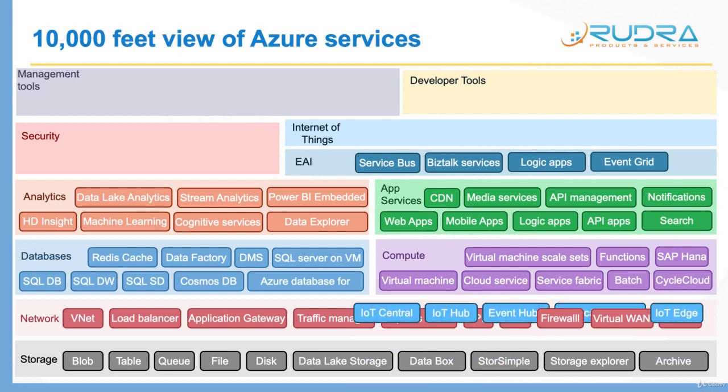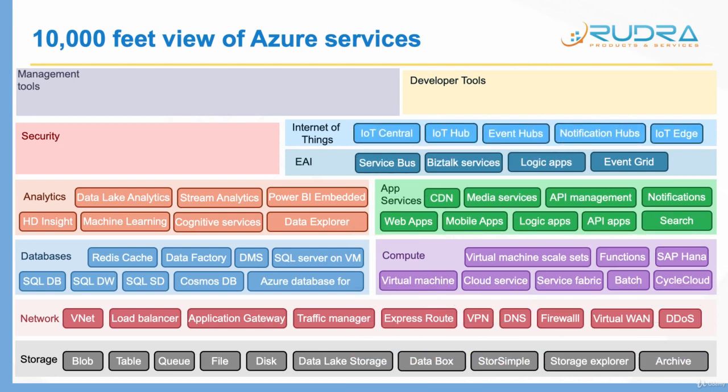And in terms of Internet of Things, you have IoT Central, IoT Hub, Event Hubs. When it comes to Event Hubs, it is specifically for events. So if you have millions of events that are coming, you can use Event Hubs to stream them and analyze them also. But Service Bus is more focused on messages, whereas Event Hubs is more focused on events. And you can have Notification Hubs.